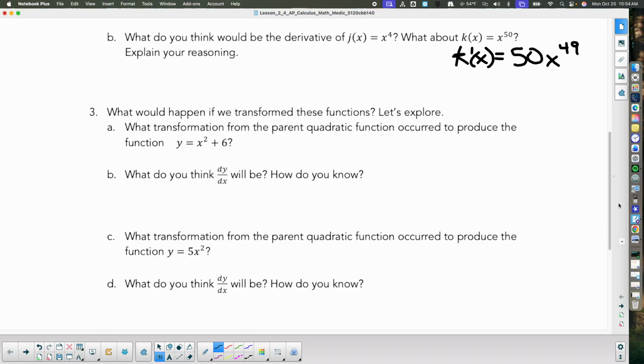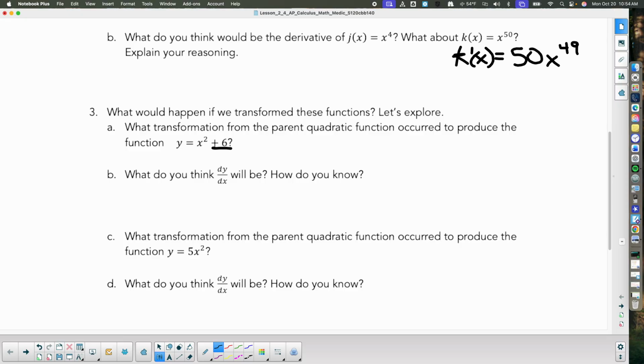Say we have x squared plus 6. This plus 6 is a transformation. So you take your regular parabola and you lift it up 6. Will that change the slopes? Okay, so should this one have the exact same slopes as regular x squared?